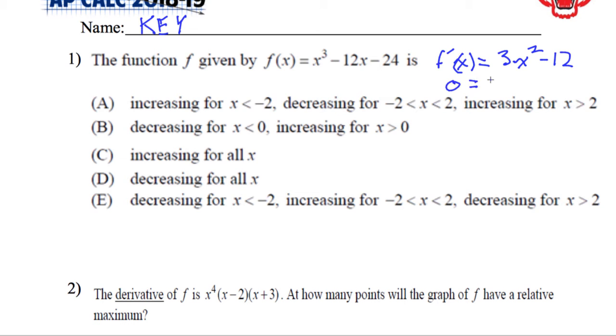So 0 is equal to 3x squared minus 12. So solving, I'm going to add the 12 to the side. So I get 12 equals 3x squared. Divide both sides by 3. 4 is equal to x squared. Therefore, x is equal to plus or minus 2.